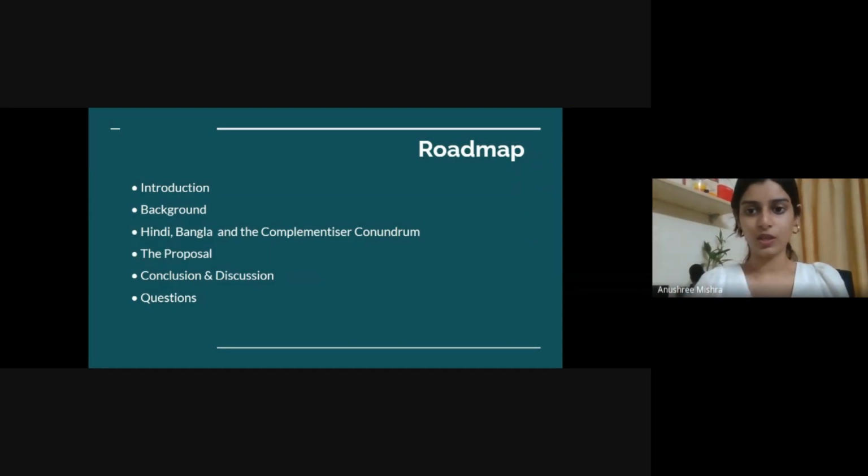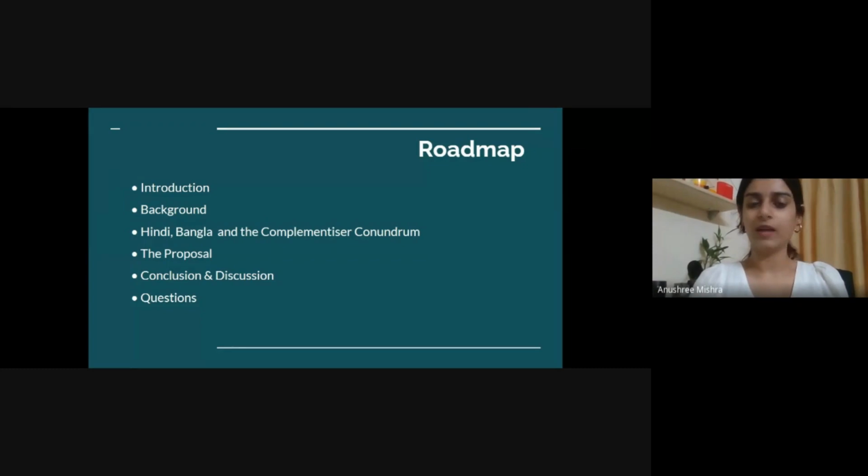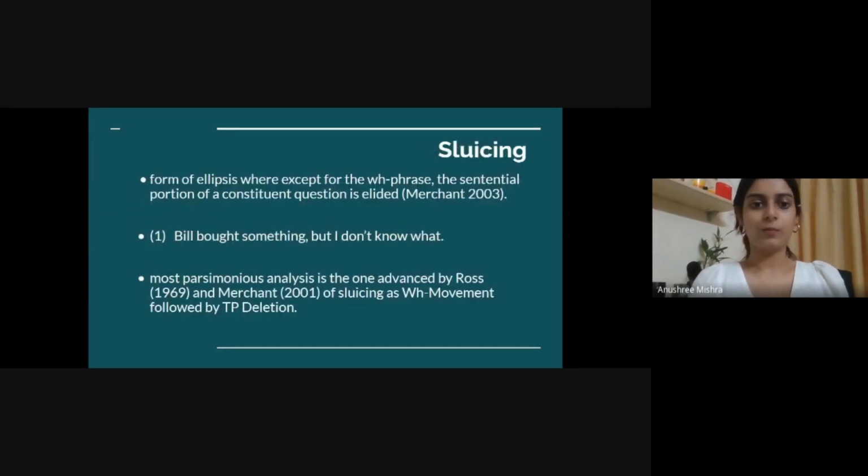So, a quick roadmap of the talk. I'll begin with the introduction, after which I discuss the necessary background information on sluicing literature. I'll talk about the construction in both languages, along with the discussion of the controversial status of the complementizer. Afterwards, I'll put forth my proposal, which will be followed by the conclusion and discussion. I'll wrap up the session and then we'll move on to answering questions about anything that you guys might have.